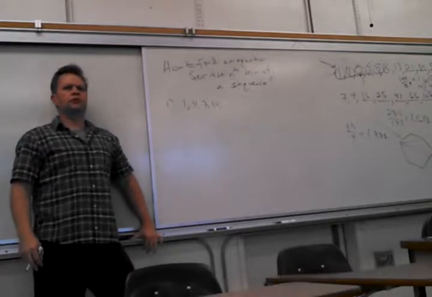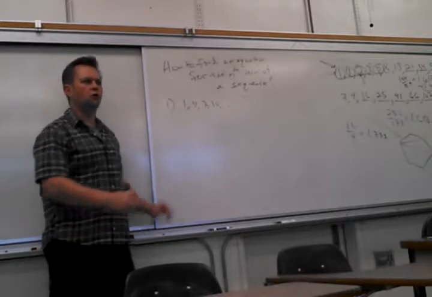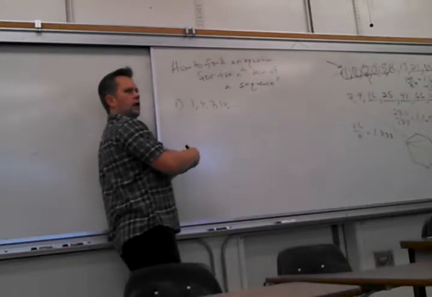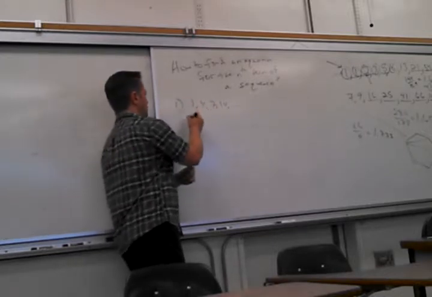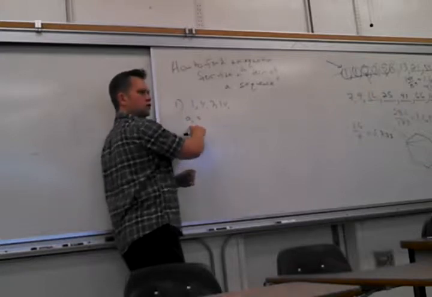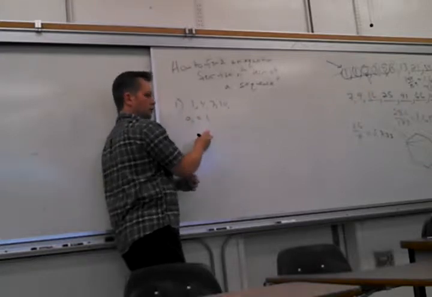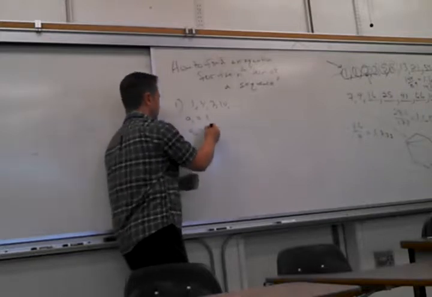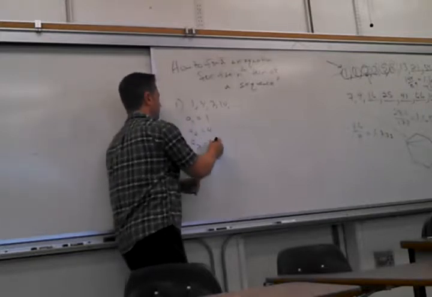So let me define a couple of things, some symbols. Normally we talk about sequences using the letter A and the letter B if there's a second sequence. So A1 would be the first term in the sequence, so that would be 1. So A2, amazingly enough, would be 4. That's insane. And A3 would be 7, and so forth.